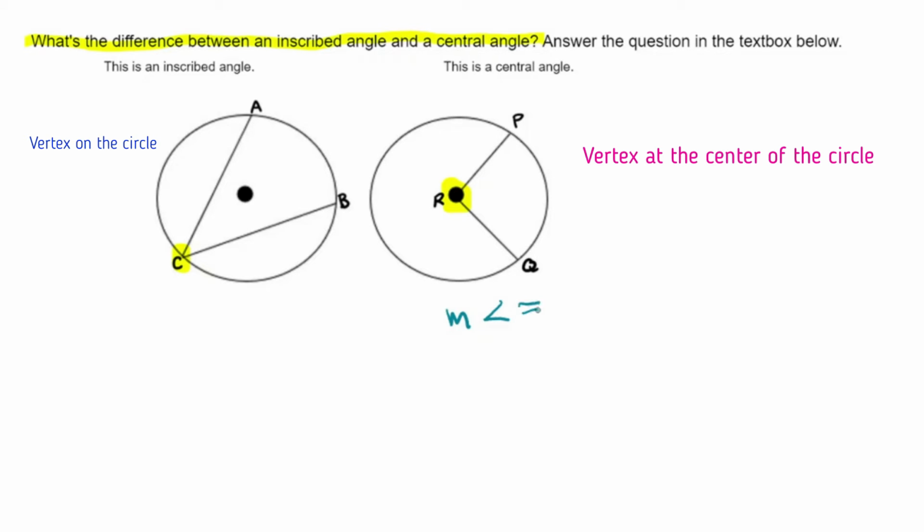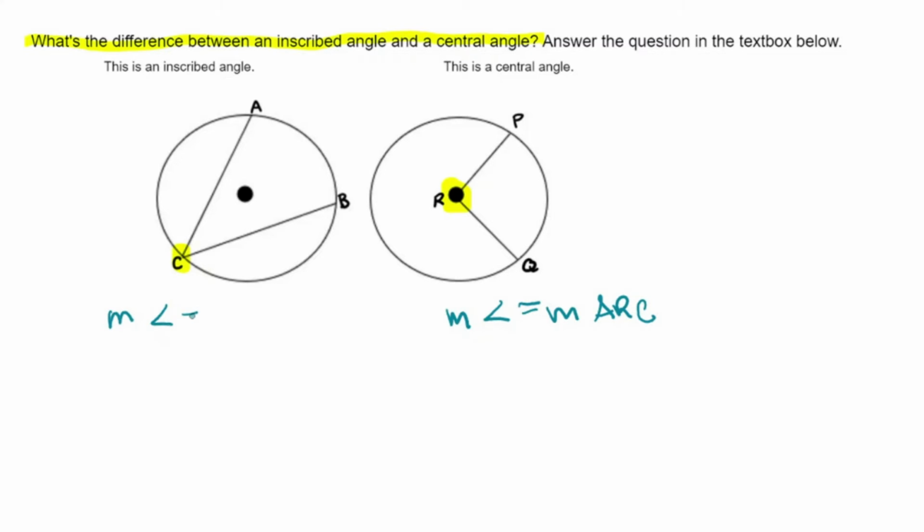The last difference is the relationship between the angles and their arcs. The measure of a central angle is equal to the measure of its arc, and vice versa. For the inscribed angle, the measure of that inscribed angle will be equal to 1/2 the measure of the arc. Let me give you a couple of examples with both.